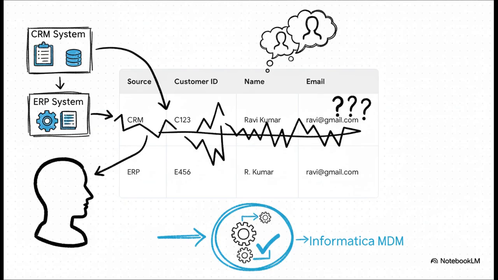So here's our real-world problem. We've got a customer, Ravi Kumar, who exists in two different systems. Our CRM has his full name, but the ERP system just has his initial. It's the same person, but the data is different. This is exactly the kind of chaos our blueprint is designed to fix.